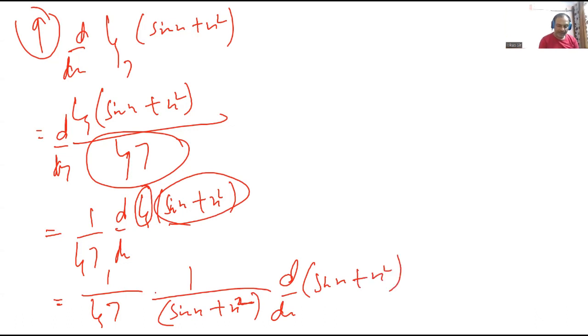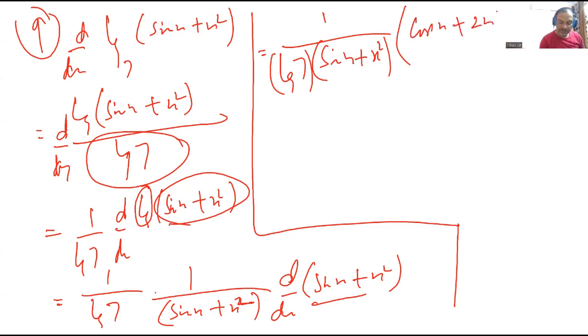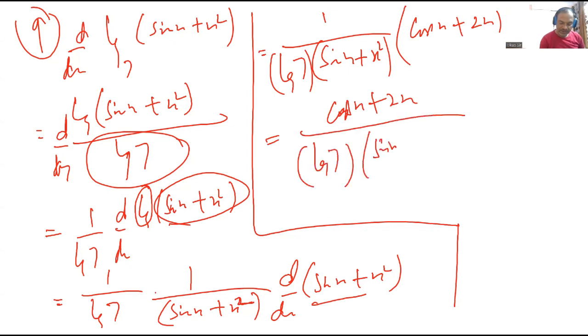Now here, what you will be having? You will be having 1 over log 7, then sin x plus x squared in the bracket. And when you differentiate sin x plus x squared, you will be having cos x plus 2x. It means that the final answer is cos x plus 2x whole over log 7 times sin x plus x squared. This is the required answer for you. Okay, clear?